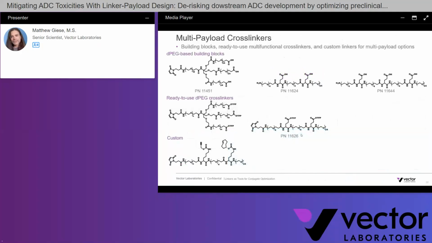Finally, this is just a teaser on some multi-payload options that we have. This is probably next-gen stuff, particularly given the rise of the site-specific conjugation strategies that might have inherent limitations on the available number of conjugation sites. The products on top are the building blocks that you can put your own reactive groups on. The products in the middle are the ready-to-use crosslinkers, and the product on the bottom is a potential custom crosslinker for a dual MOA ADC. The chemists in the audience will recognize that there's some orthogonal protection deprotection steps, so it takes a minute or two longer, but this is certainly doable.